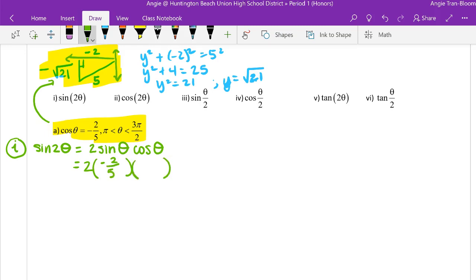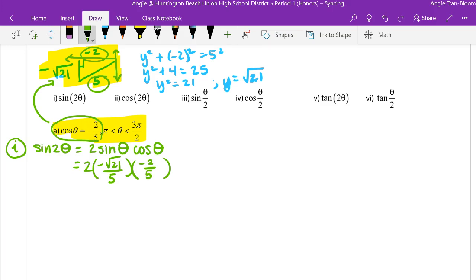Cosine of theta, oops, I did that completely wrong, didn't I? Sine is opposite, which is negative rad 21 over 5. Cosine of theta is given to us right here, which is negative 2 over 5, or you can even look at adjacent over hypotenuse, which is the same thing, negative 2 over 5. I'm sorry about the sign. Sine is opposite, so we are now correct at negative rad 21 over 5.